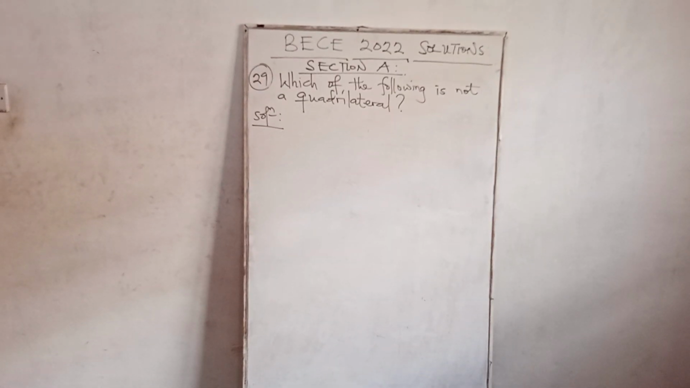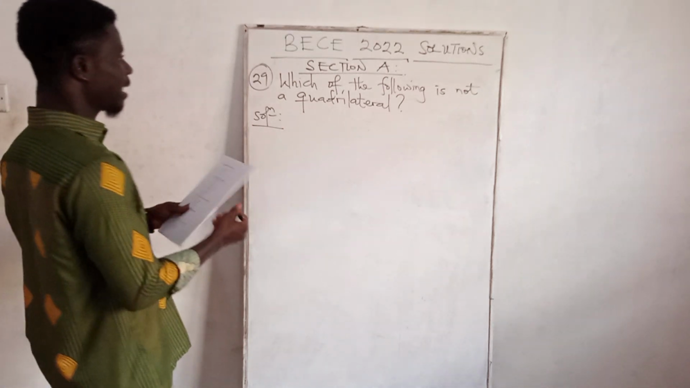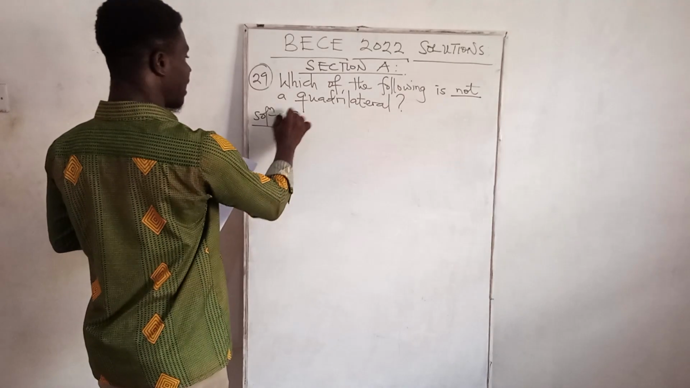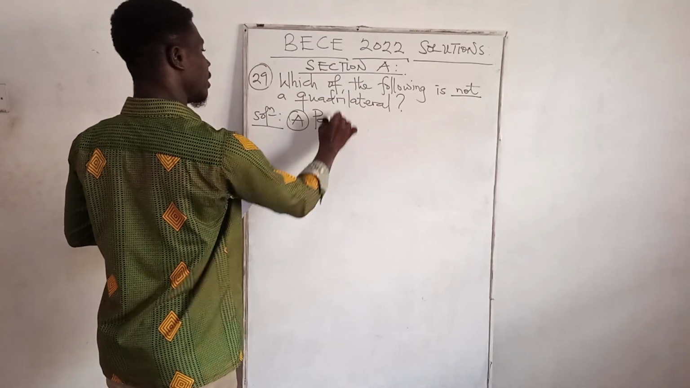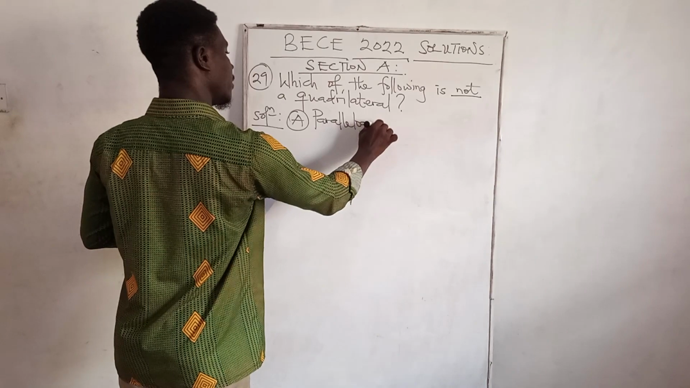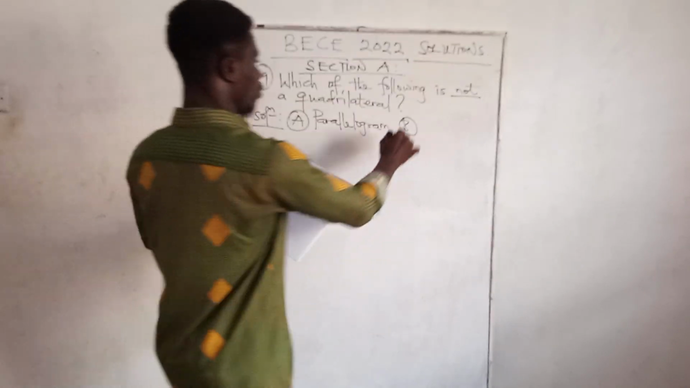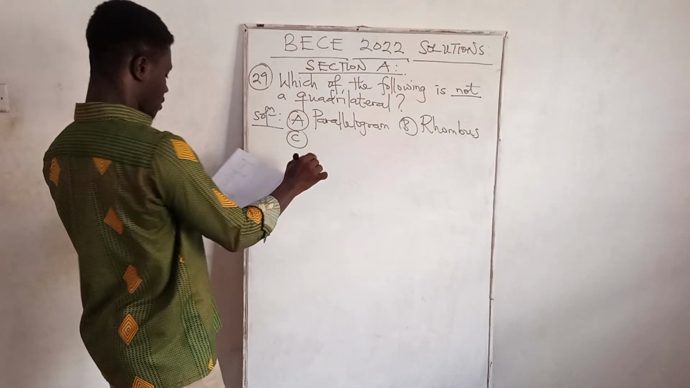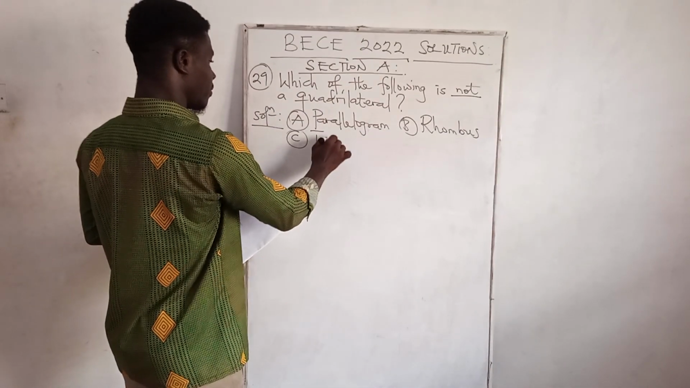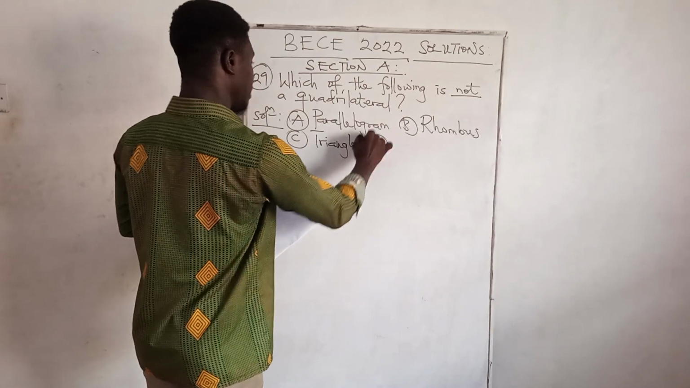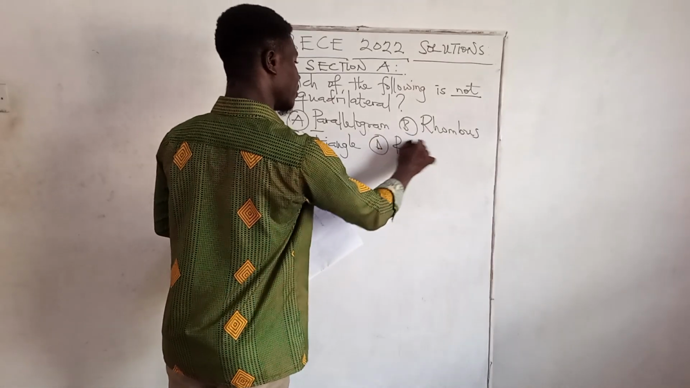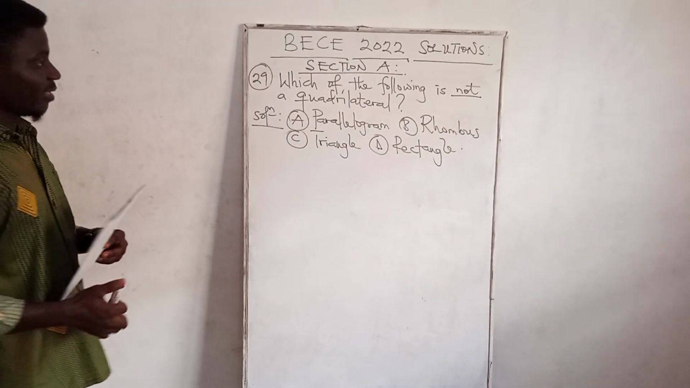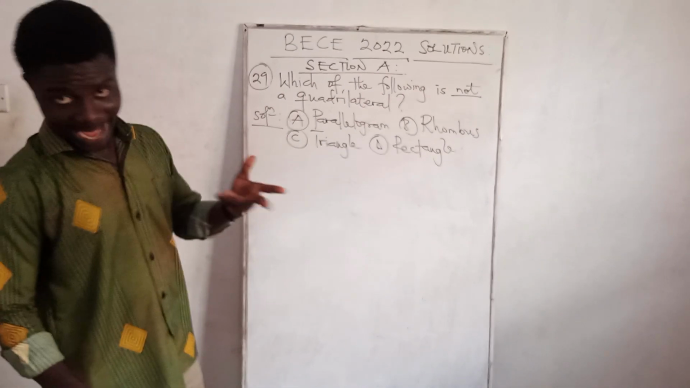All right. Now they are saying, which of the following is not a quadrilateral? So we have parallelogram, rhombus, triangle, and then D, we have rectangle. The answer is very trivial, right? The answer is triangle. Why is it triangle?